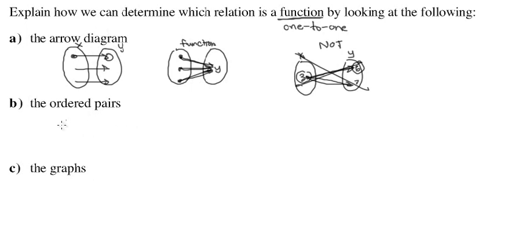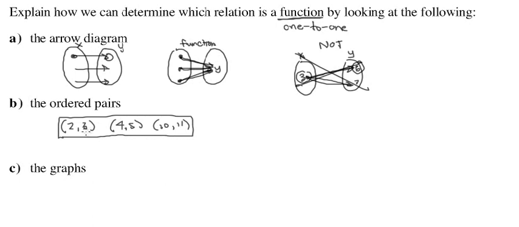If you have ordered pairs, 2, 3, I'm making up numbers here, 10, 11. Your relation is a function as long as you have one y for every x. So a list like this is a function.